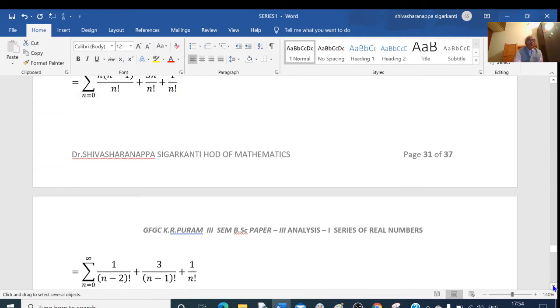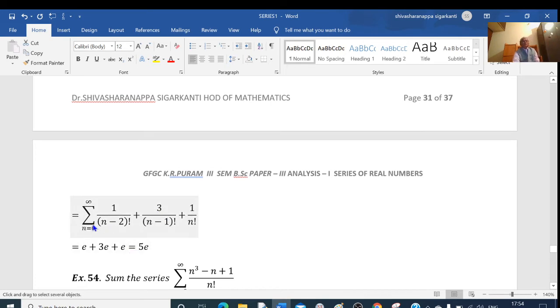Now, the first summation starts with n equal to 2. If I start with n equal to 2, I will get 1 by 0 factorial, which is 1, plus 1 by 1 factorial, which is 1. That is 1 plus 1, plus n equal to 4 gives 2 factorial, n equal to 5 gives 3 factorial, n equal to 6 gives 4 factorial, like this. That means the first term is 1 plus the second term 1 plus 1 by 2 factorial, 1 by 3 factorial, 1 by 4 factorial and so on. So therefore this value is equal to e.